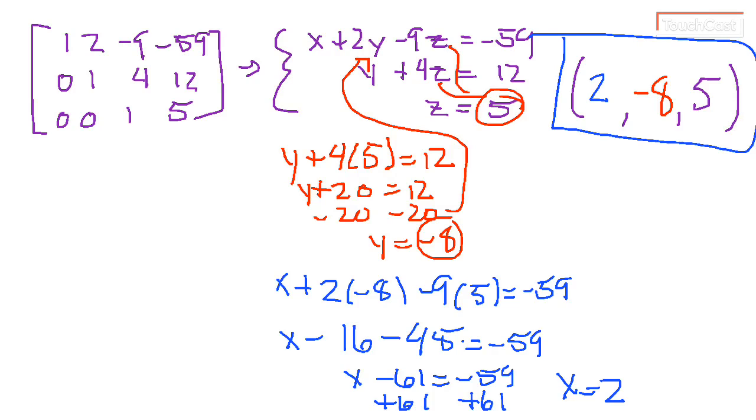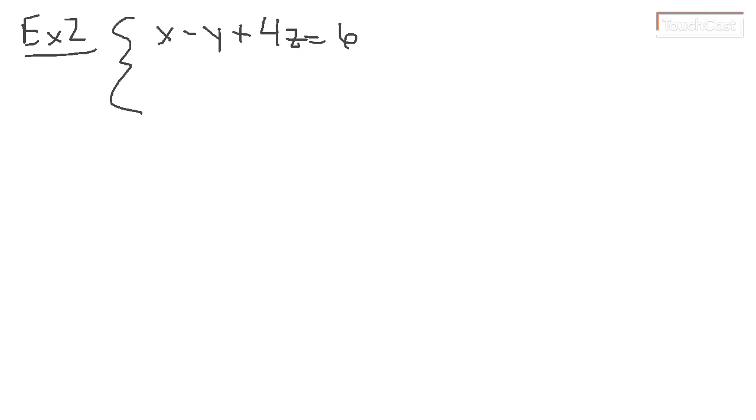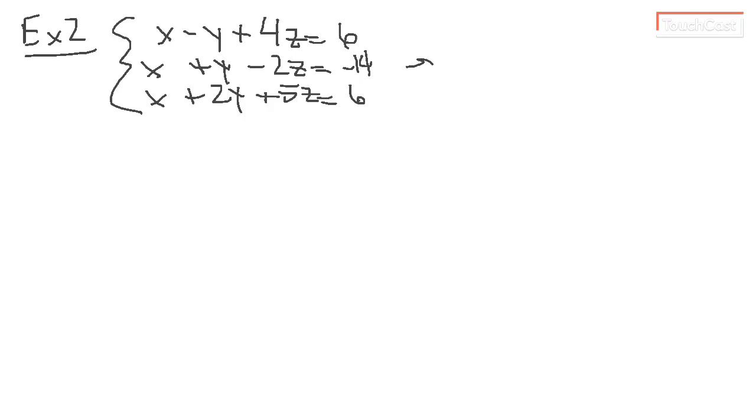Let's look at another example. So example 2, I'm going to have the system x minus y plus 4z equals 6, and x plus y minus 2z equals negative 14. And lastly, x plus 2y plus 5z equals 6. So first I'm going to write this as an augmented matrix.